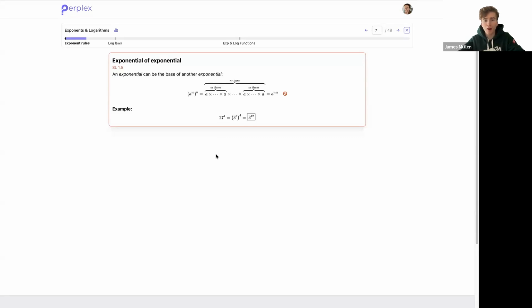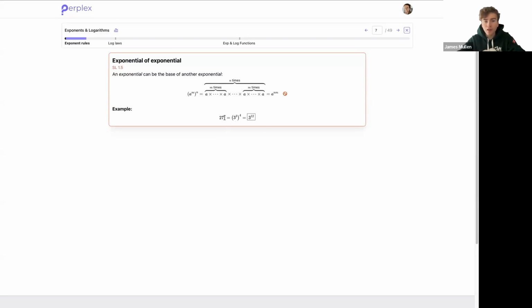If I have an exponential of an exponential, so I have a to the power of m all to the power of n, I want you to think about writing out a to the m as a times a times a times a, m times. That's what's going on in this term here. And then I'm going to write that times itself a total of n times. So each term with m a's is going to be repeated n times. So how many a's am I going to have in total? I'm just going to have m times n a's. So a to the m to the n is going to be a to the mn.